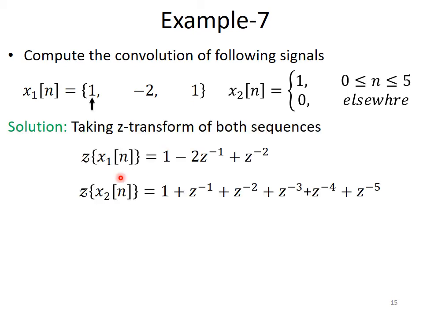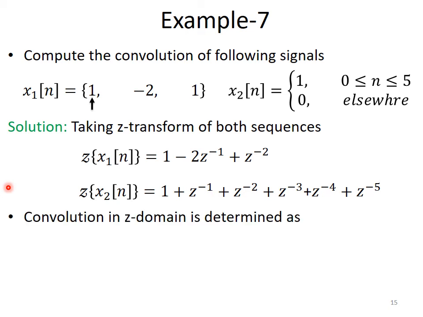So z transform of x1 of n simply would be 1 minus 2 z power minus 1 plus z power minus 2, and z transform of x2 of n would be 1 plus z power minus 1, z power minus 2, z power minus 3, z power minus 4 up to z power minus 5, and it is 0 elsewhere, right? So both are causal sequences. Now we can simply multiply these two, like simple algebraic multiplication, right? So convolution in z domain is simply algebraic multiplication between these two.